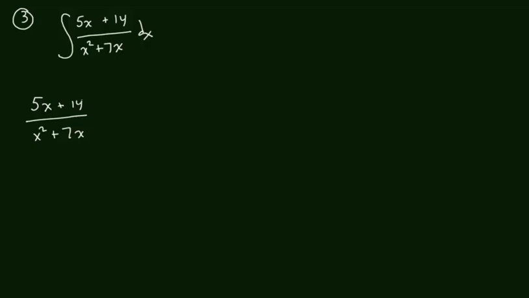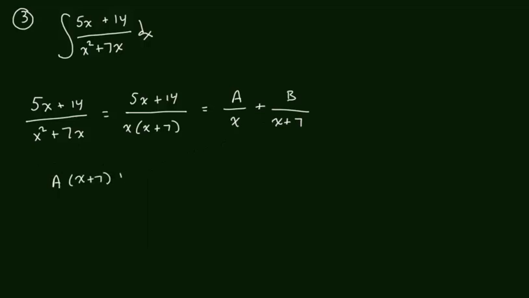Okay, I'm going to come down below. I'm going to try to decompose the fraction, that is. Not myself. Anyway, I'm going to factor out an x. And I have x plus 7. a over x plus b over x plus 7, like that. Our numerator analysis: a times x plus 7 plus b times x equals 5x plus 14.